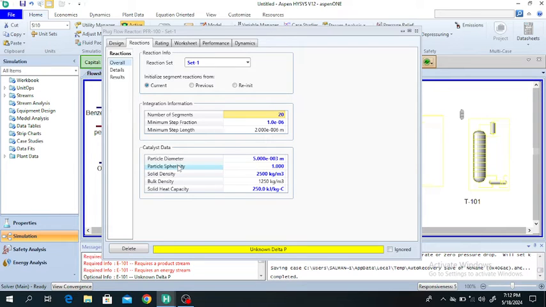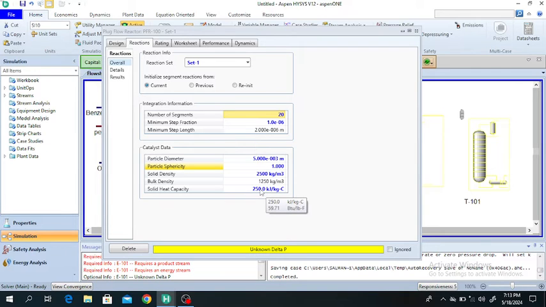So the sphericity is 1, and the solid density of the catalyst is 2500 kilogram per cubic meter. The bulk density of the catalyst is this one, and the solid density. You can check the relationship between the solid density and the bulk density in the book Elements of Chemical Reaction Engineering by Fogler. Usually the bulk density is small and the solid density is high. And the solid heat capacity is the heat capacity of the catalyst particle.